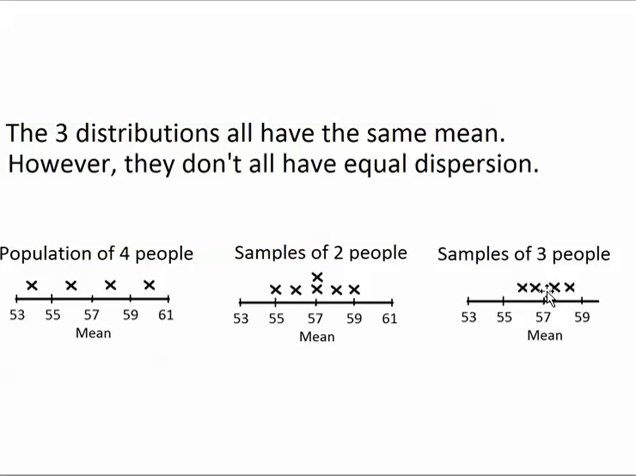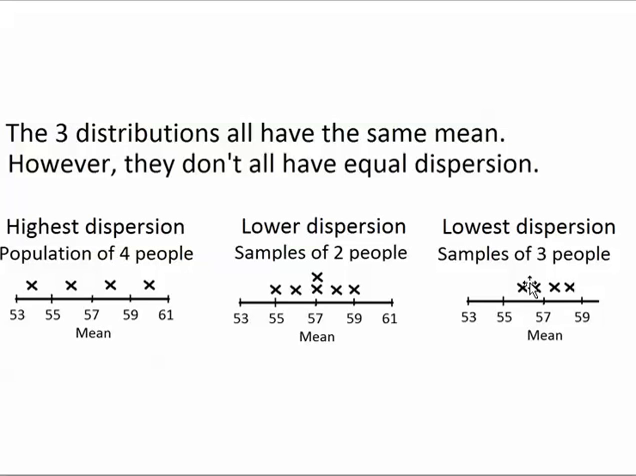Like I said, they don't all have equal dispersion. This has the most dispersion. This has the least dispersion. And there's actually a value that measures the amount of dispersion or the amount of spread in a sampling distribution, and it's called the standard error. I'll talk about the standard error next.